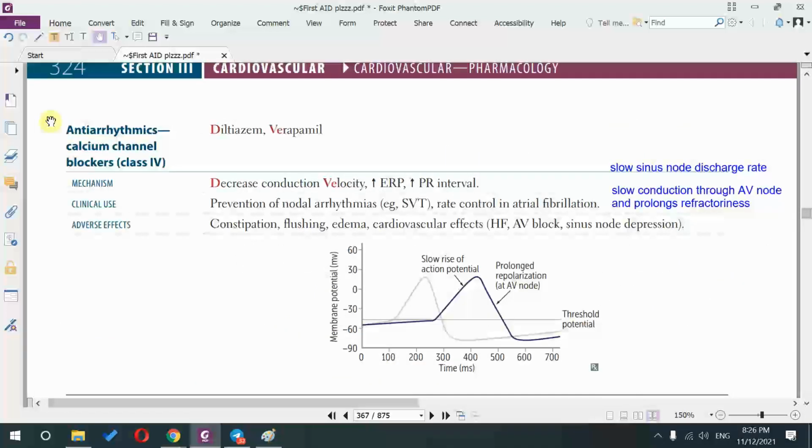Okay, the last page of cardiology. Let's finish up. Let's do it.